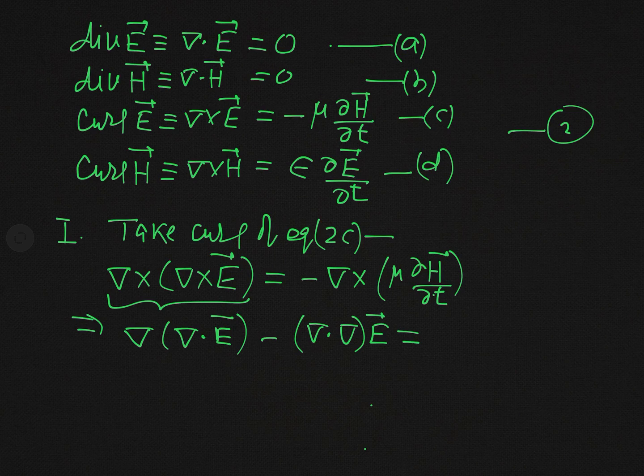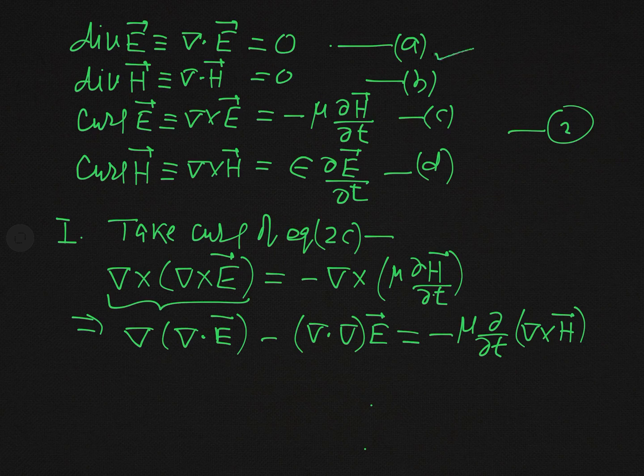as you know, the operators del cross and del by del T are interchangeable. Their interchange is permitted. So let us interchange these two operators. As mu is a constant, we can take it out from the operator. So this will be simply minus mu del by del T of del cross H. Here simply the operators del cross and del by del T have been interchanged.